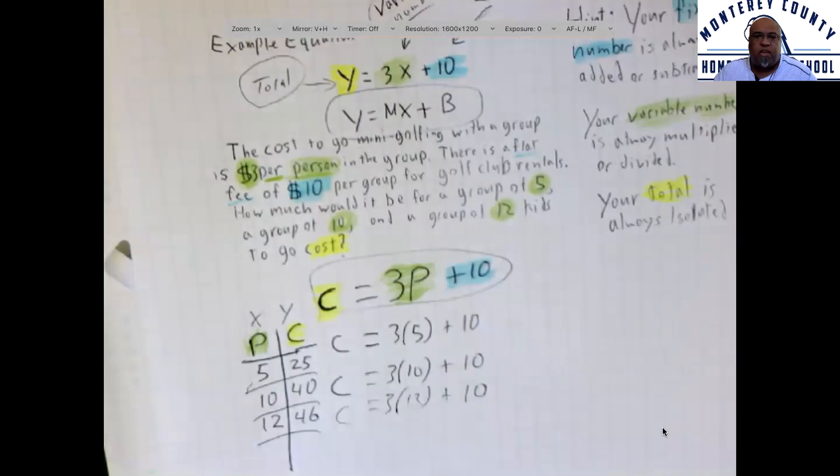But if it does say, okay, give me some values, then you can maybe estimate. What if 5 people went? What if 10 people went? What if 12 people went? And then you can put some values in, okay?